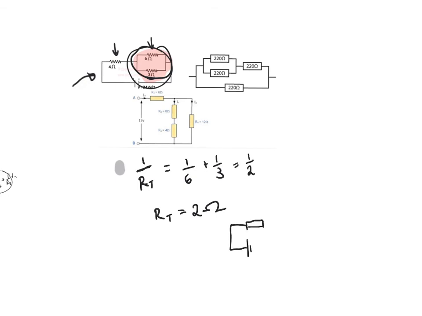It will be a 4 ohm resistor connected to a 2 ohm resistor, which is the parallel combination that we just proved. And since they're in series, R total is 4 ohms plus 2 ohms, I used this R1 plus R2, which is 6 ohms.